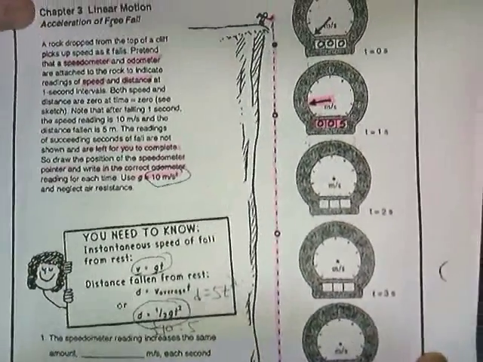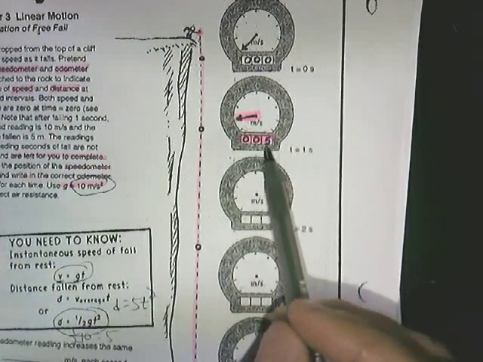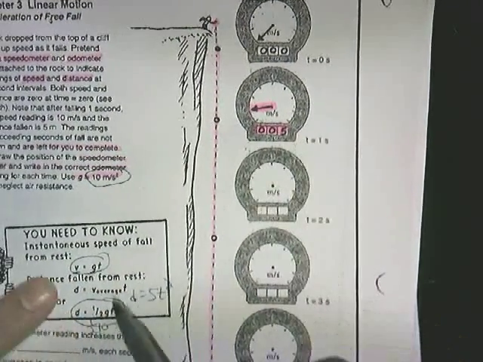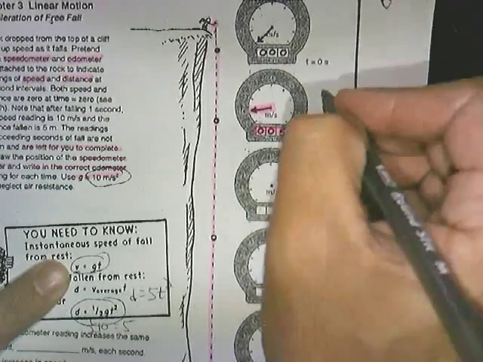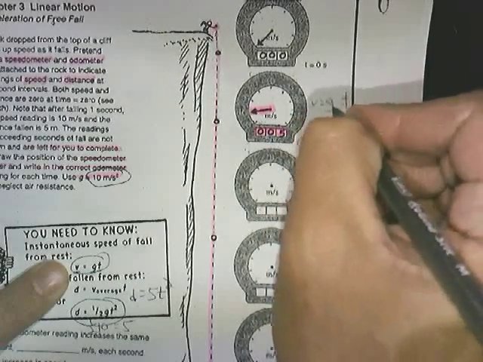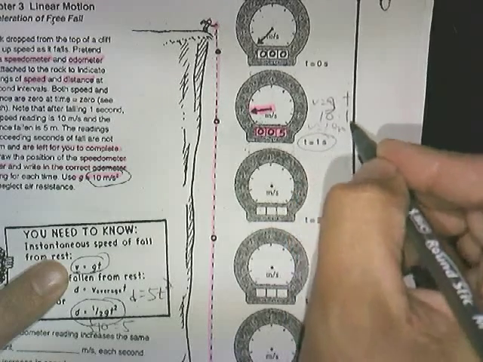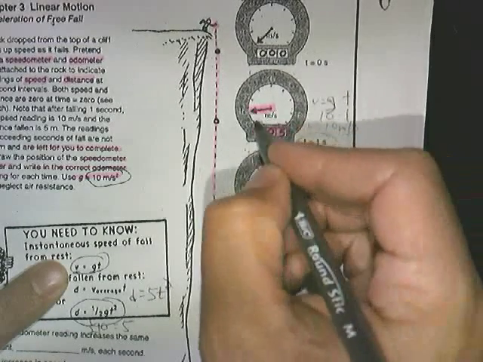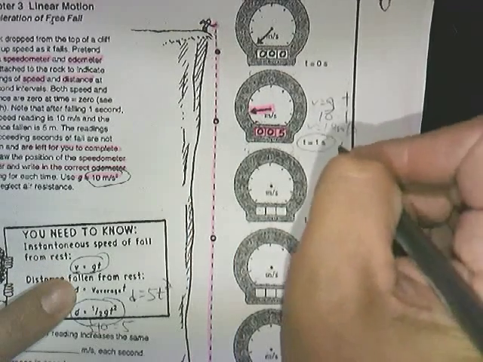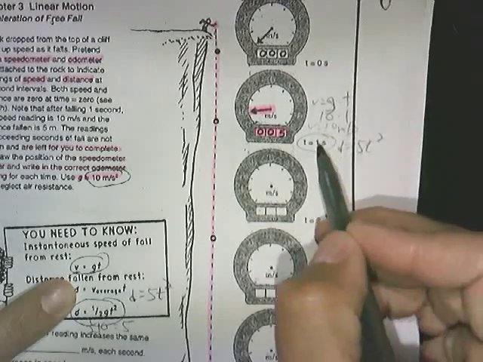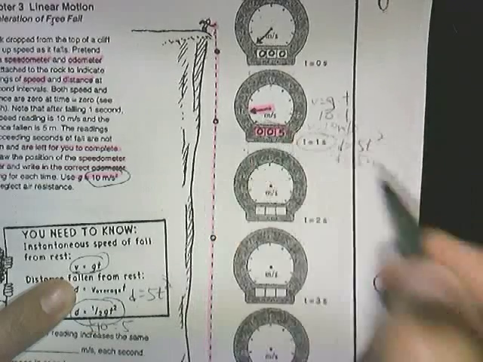So let's do some of the numbers here. We're going to solve first and apply these equations. The speedometer after falling 1 second: the velocity is going to be g times t, so 10 times 1 second. The velocity is going to be 10 meters per second, and that's where this value comes in. So this is 0, here's 10. And then the distance is going to be 5t squared. Well, 1 second squared is 1, times 5 is 5, so the distance is going to be 5 meters. And that's your odometer reading there.